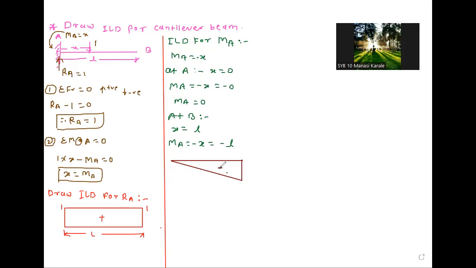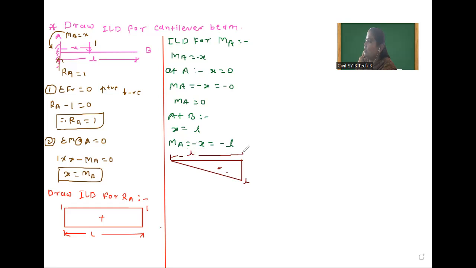So this diagram is in negative and the value of this ordinate is L. And the span is also L. So this is the ILD for MA. Then we will draw ILD for shear force.